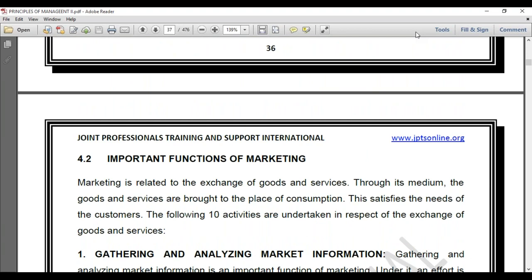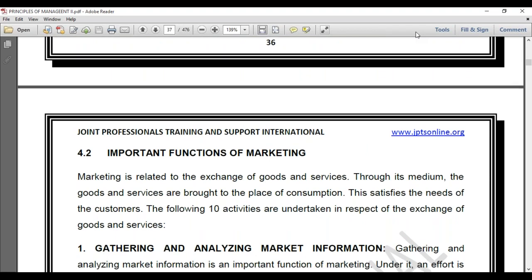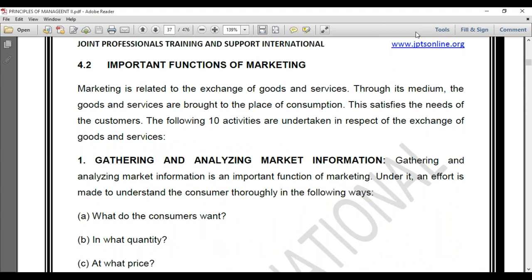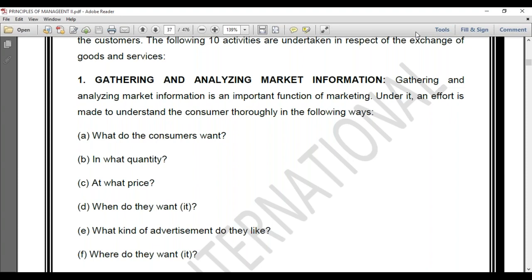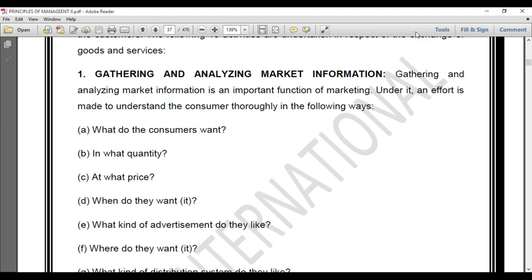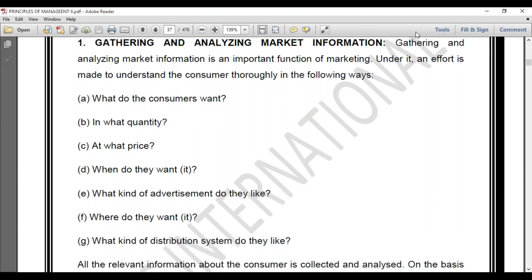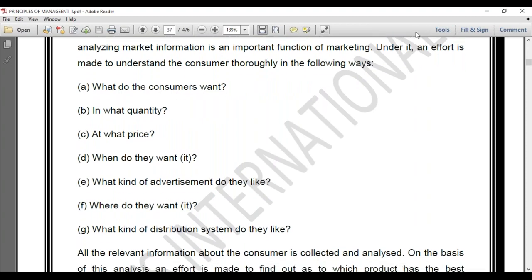So let's quickly look at important functions of marketing. We have 1, gathering and analyzing marketing information. Marketing helps us to gather market information. Who do we produce for? What do our customers want? At what quantity? The price? When do we produce it for them? What kind of advertisement do we put in place in the course of reaching them? What do they want? So these are market information you will analyze as a marketer.